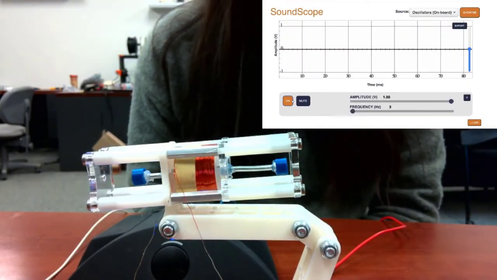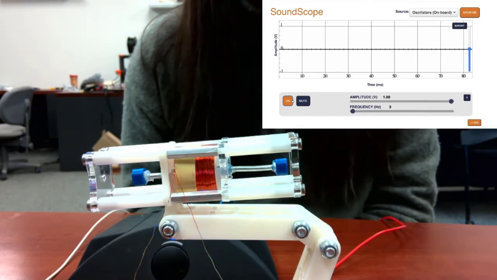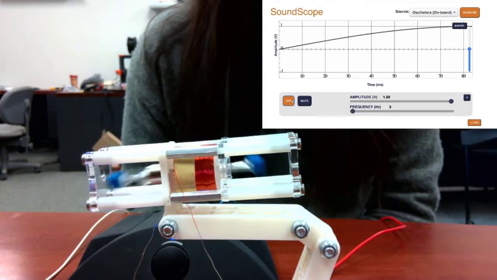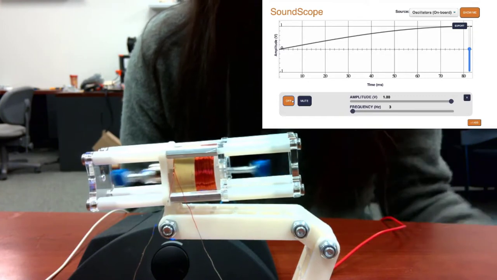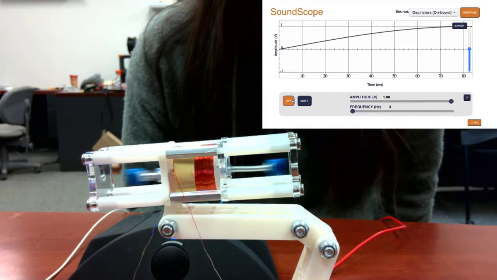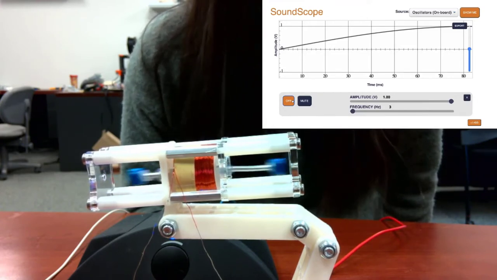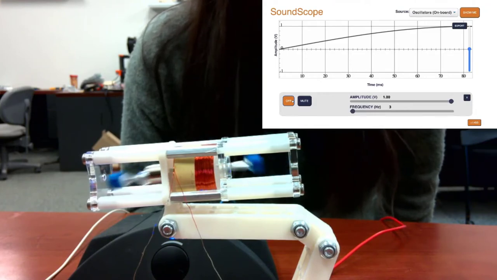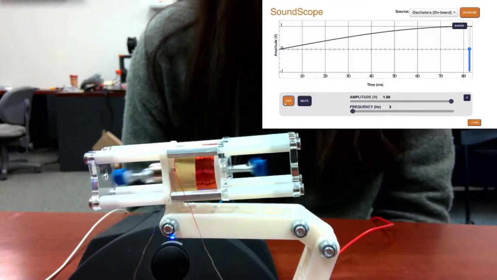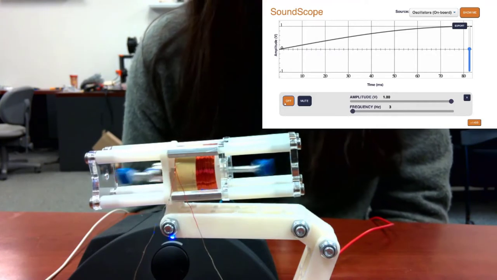An electronic oscillator can also be used to change the polarity of an electromagnet. Let's start at about 3 Hz. Now let's increase the rate at which the oscillator moves the permanent magnet back and forth.